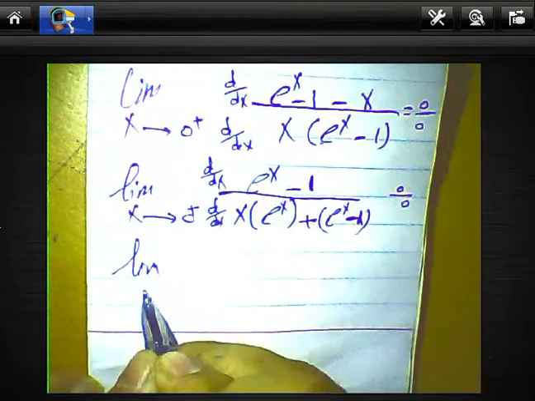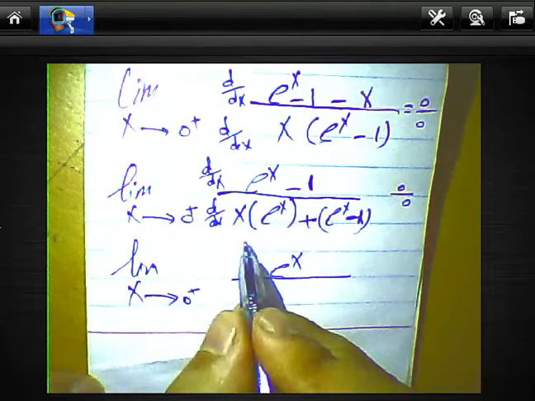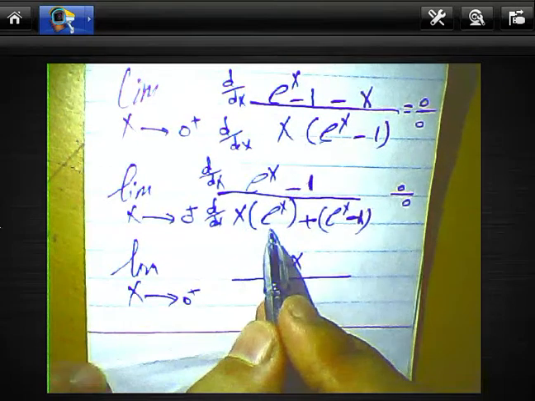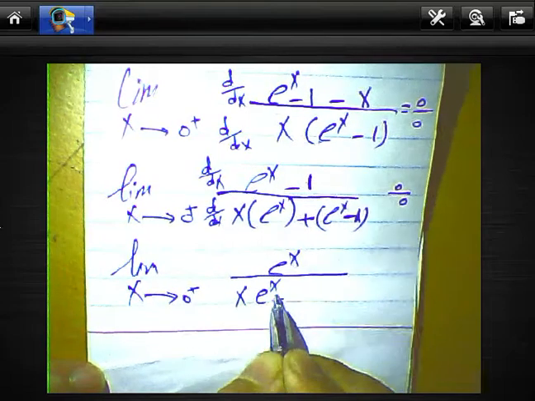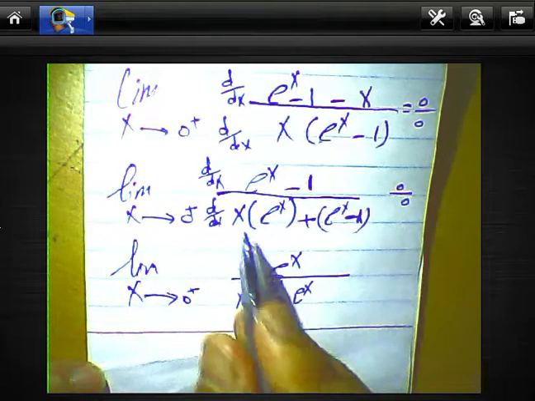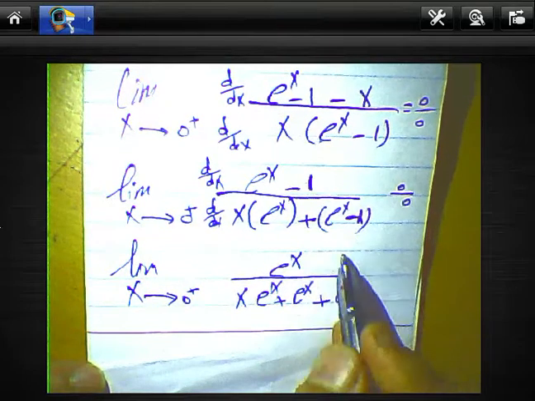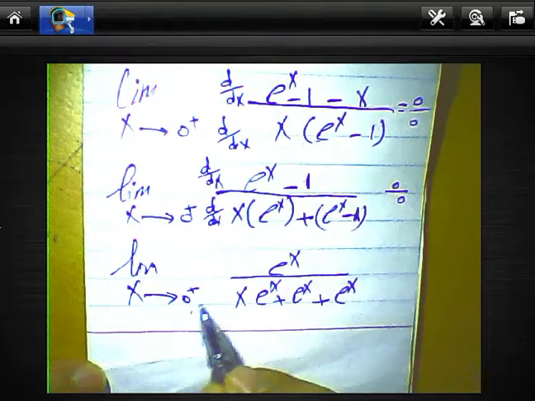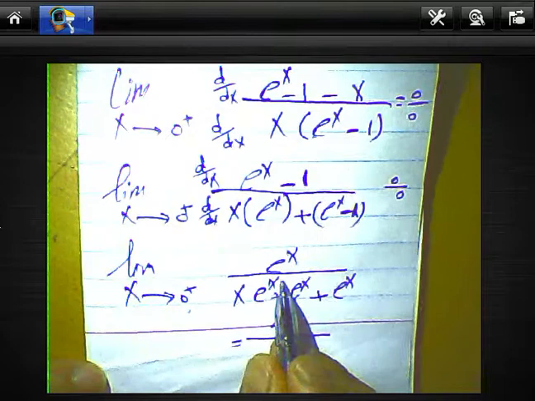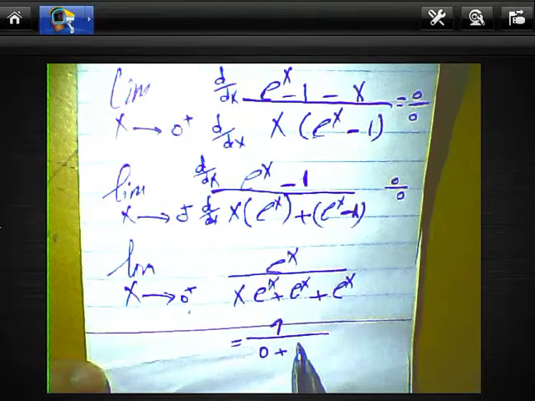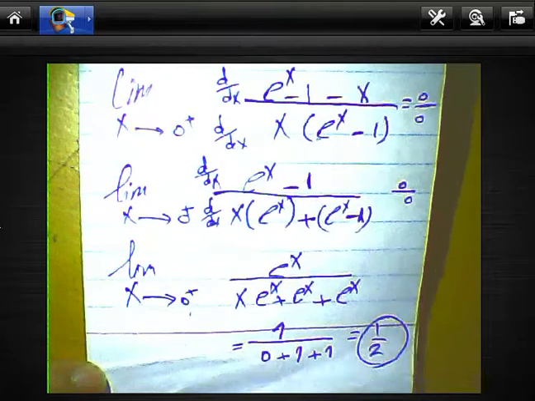So the result will be the limit when x approaches positive 0. The numerator will be e^x, and in the denominator we have x multiplied by e^x. We can write the first multiplied by the derivative of the second plus the second multiplied by the derivative of the first, plus the derivative of e^x. Then we put 0 here: e^0 equals 1, and 0 multiplied by a number equals 0. The result will be 1 over 1 plus 1 equals 2. The result will be one half.